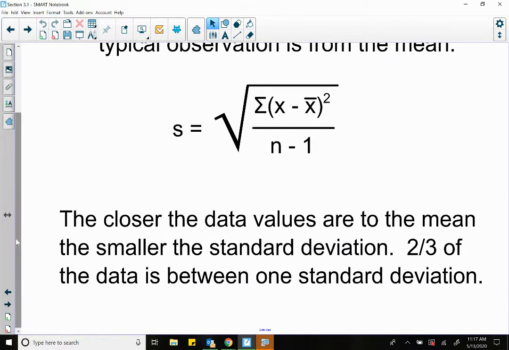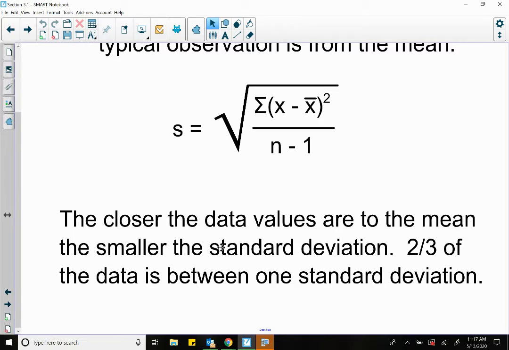So a couple things. When you're looking at your data, the closer the data values are to the mean, in other words, the more symmetrical your data is, the smaller the standard deviation is going to be. And I'm going to show you what I mean by that here in just a second.